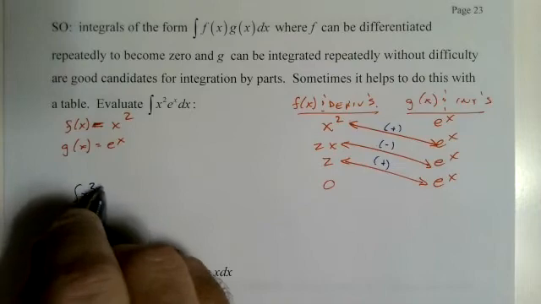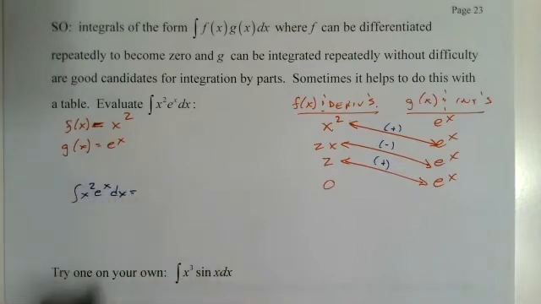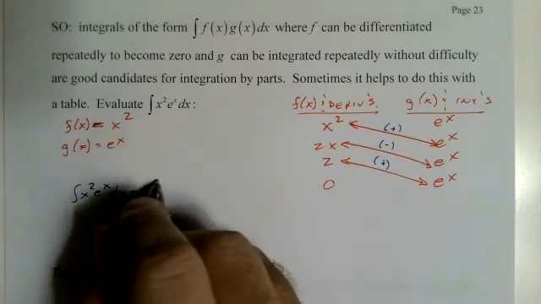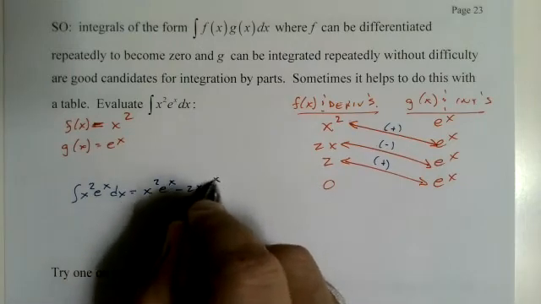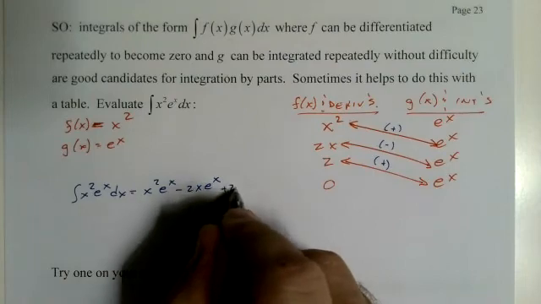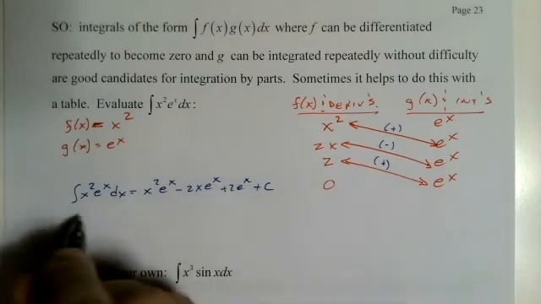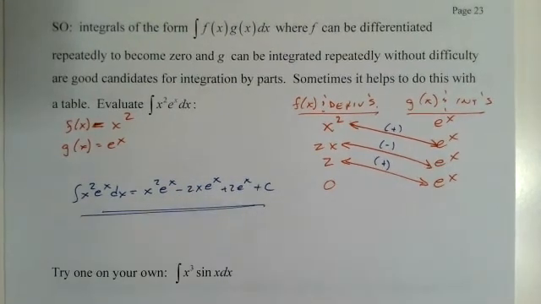Integral x squared e to the x dx equals x squared e to the x minus 2x e to the x plus 2 e to the x plus c. Do I recommend that? No, I do not. But again, you probably see this in a math classroom. If you get a 2 on my exam, and then you have to go do this, well, might as well get used to it.